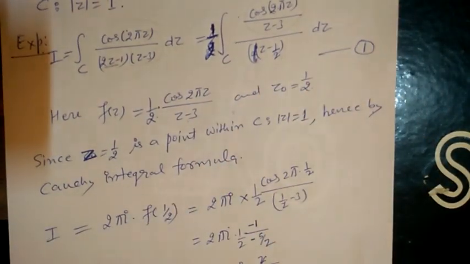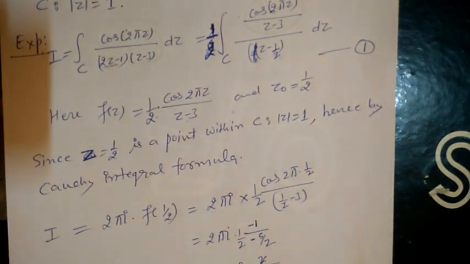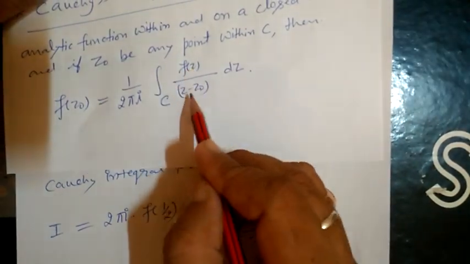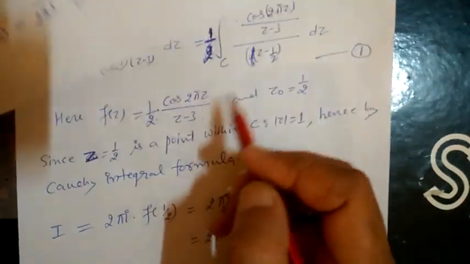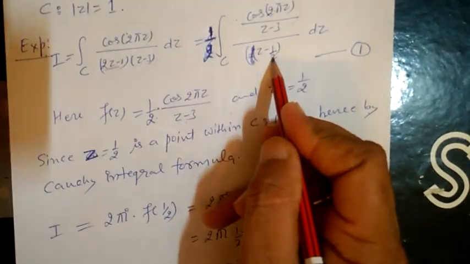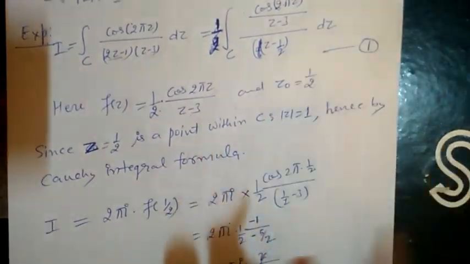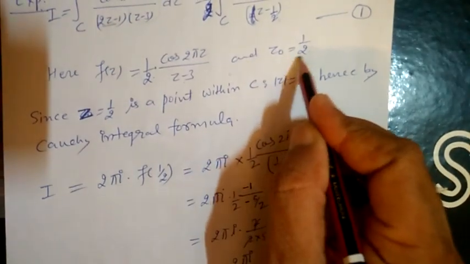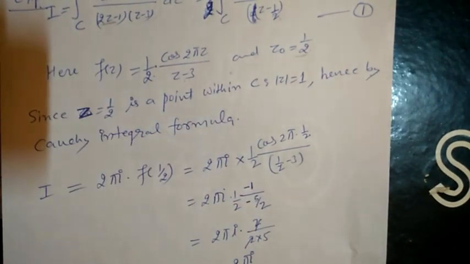If we compare the integral with f z upon z minus z naught, here z naught is equal to 1 upon 2. Say this is equation 1. So z naught is 1 upon 2, since this point z naught lies within the closed contour C.